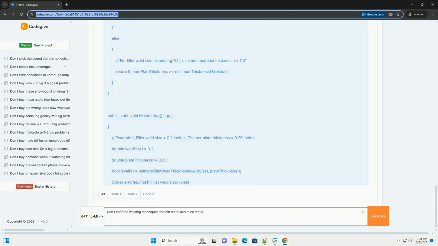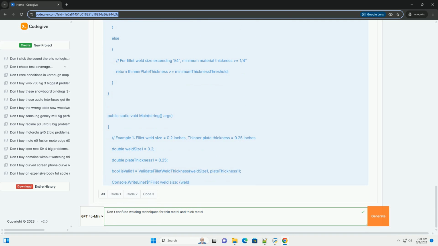Explanation. 1. Validate fillet weld thickness function: takes the fillet weld size and thinner plate thickness as input, in inches. Defines a constant minimum thickness threshold representing 1/4 inch, 0.25. Implements the code logic from the hypothetical AWS D1.1 clause. If the fillet weld size is less than or equal to 1/4 inch, it checks if the thinner plate thickness is greater than or equal to the fillet weld size. If the fillet weld size is greater than 1/4 inch, it checks if the thinner plate thickness is greater than or equal to 1/4 inch. Returns true if the conditions are met, the weld is valid according to this simplified code, and false otherwise.